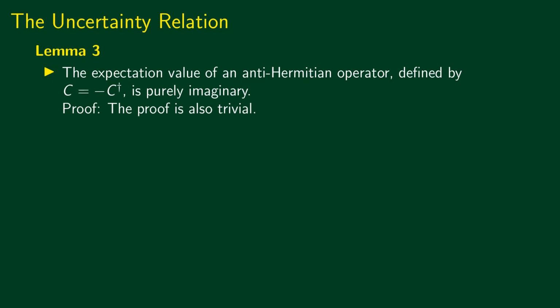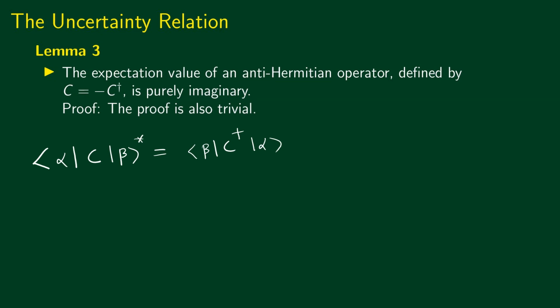We have got lemma 3. The expectation value of an anti-Hermitian operator, defined by C equal to minus C dagger, is purely imaginary. The proof here is also trivial. Again, let's start with this relation. We have got something like bra alpha C ket beta. This is a number. If I want to find the complex conjugate, this is equal to bra beta C dagger ket alpha.